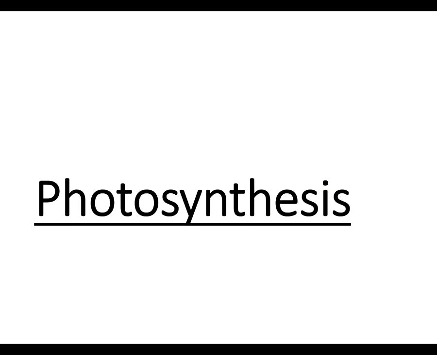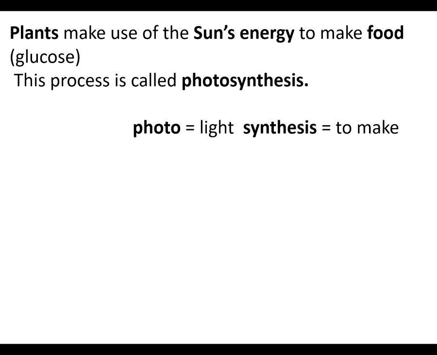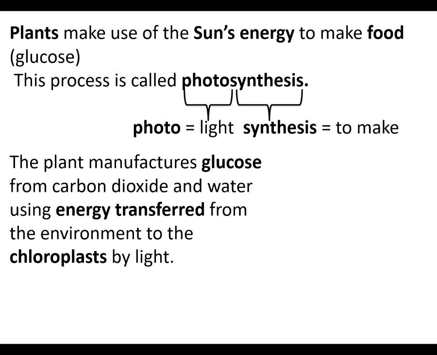So, starting with photosynthesis. The first thing that we need to know about photosynthesis is that essentially plants take energy from the sun in the form of light and use it to make food, but specifically glucose. You won't get marks if you write food in your exam. You need to remember that it makes the sugar glucose. And the word photosynthesis comes from photo meaning light and synthesis meaning to make.